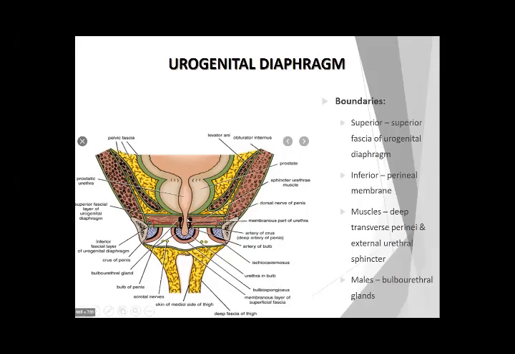In males this urogenital diaphragm also contains the bulbourethral glands. Okay, so I repeat once again, the urogenital diaphragm is composed of a mass of muscles present in between the inferior fascia of the pelvic diaphragm and the perineal membrane. Between these two, we have a mass of muscles. The muscles are the transverse perineum and the external urethral sphincters. In males you also have the bulbourethral glands.